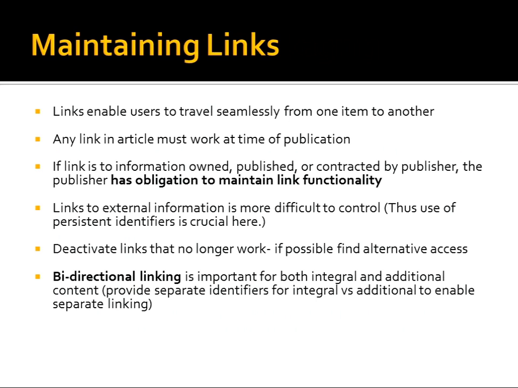Maintaining links. Links are incredibly crucial and important to be able to move you back and forth between all of these different pieces of the article, so links need to be maintained. Especially if it's integral and if it's owned, published, and contracted by the publisher, there's really an obligation to maintain that link functionality. Links to external information are really more difficult to control. Thus, the use of persistent identifiers is really crucial here. Deactivate links that no longer work. If possible, find alternative access, and bidirectional linking is very important.